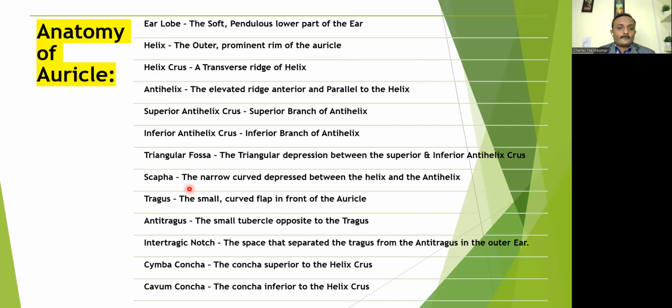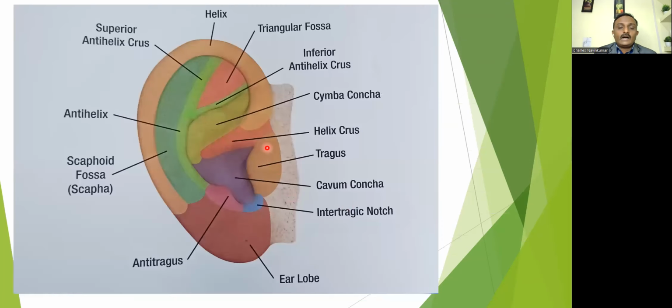The next one is the tragus, the small curved flap in front of the auricle. This portion, this part of the ear, you will have a very hard portion. It is called the tragus.